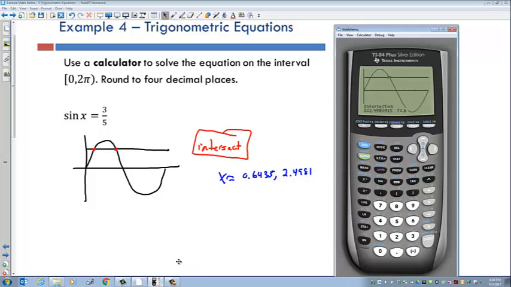And again, you can check your work on your calculator by plugging this into this original equation and making sure you get out about 3/5. Notice it won't be exactly 3/5. So if you take the sine of 0.6435, right, 3/5 is about 0.6. It's 0.59999, which is about 0.6, right? It's an approximation because you rounded it to 4 decimal places.